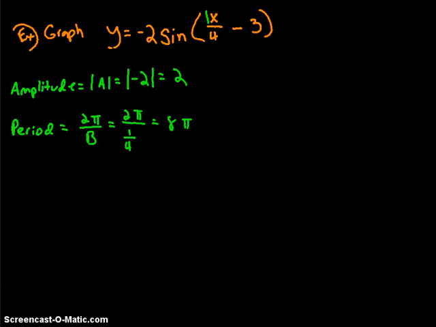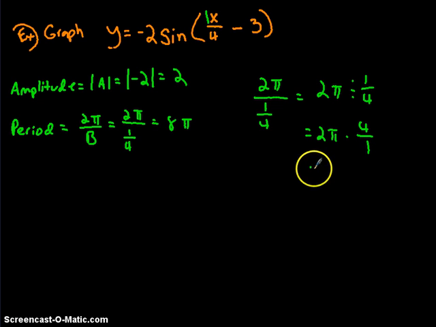And the reason why you multiply by the reciprocal: 2 pi divided by 1/4 is the same thing as 2 pi divided by 1/4, so that means 2 pi times 4 over 1, or 8 pi, because you put this over 1 and you multiply. So that's the reason why it's 8 pi. I'm sure you already knew that, but if you didn't, that's the reason why it's 8 pi.